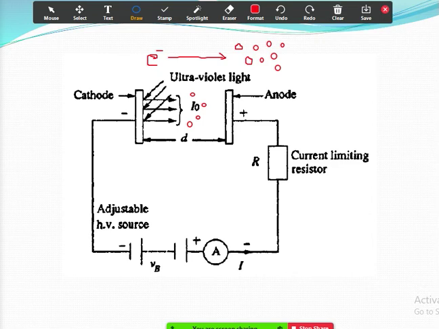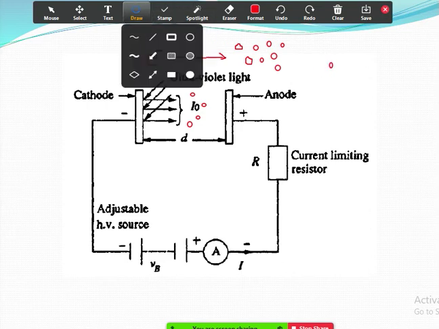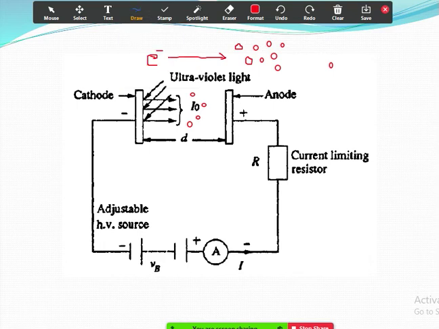Next we will see an equation. So whenever this electron collides with this atom, that gives rise to an electron plus an ion. You know ion is a positively charged particle. We'll see it in the form of an equation as well.